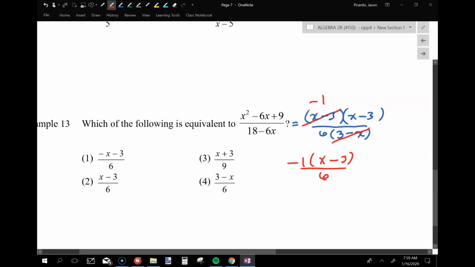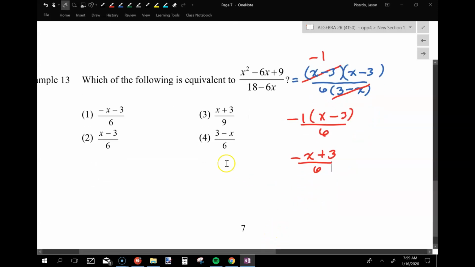over 6. Is that a choice? No, because what does it look like the person did? Distributed the negative. So if you distribute the negative, you get -x plus 3 over 6. And unfortunately, that's not a choice, because what did I say you can do with an addition problem? You can take these two things and what? Switch them, right? So I could make it 3 minus x over 6, which is that one.